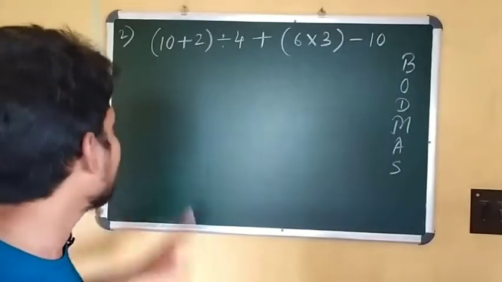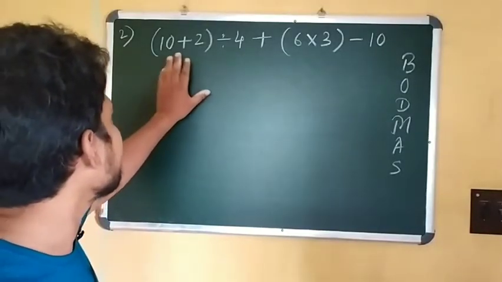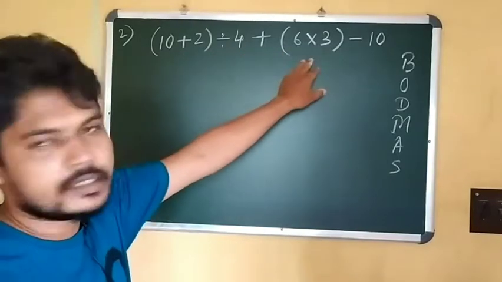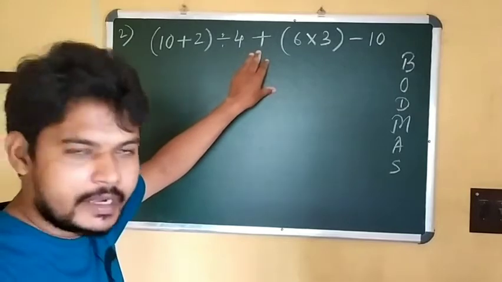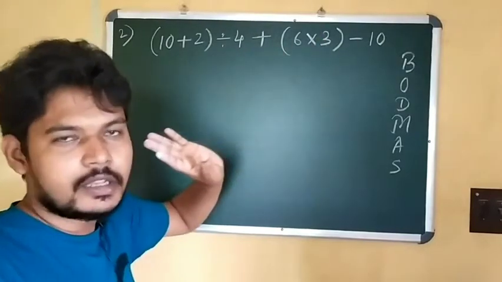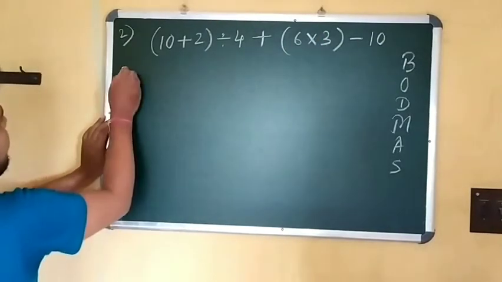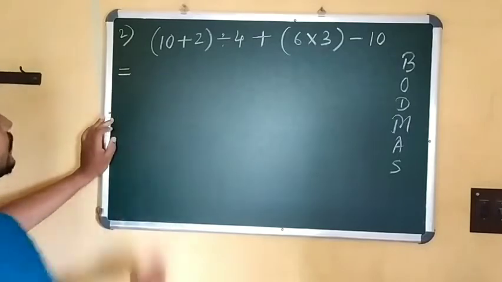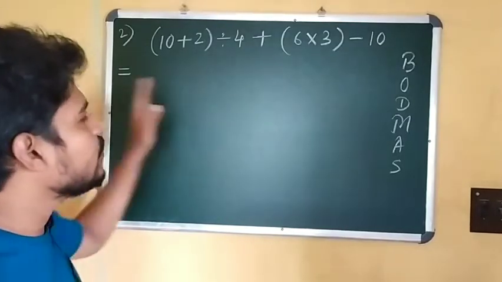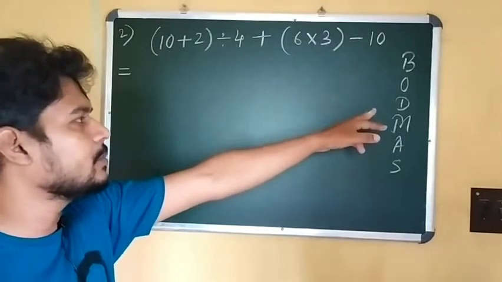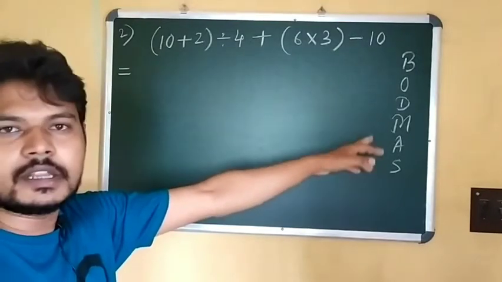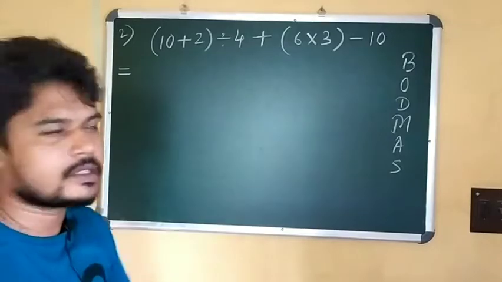Now students, let's see this example. You can see here two bracket operations are given. One is division, another is addition, and then subtraction. So now to solve this numerical expression, at first you give the equal sign. Then you have to follow the BODMAS rule. At first the bracket, then of, then division, then multiplication, then addition, then subtraction.